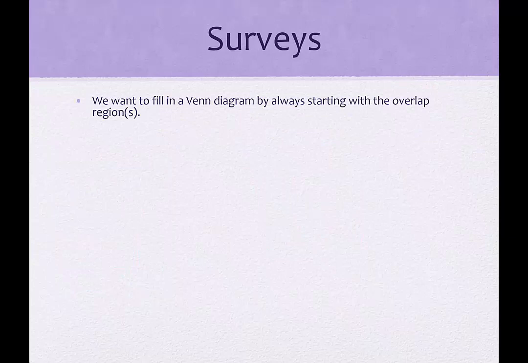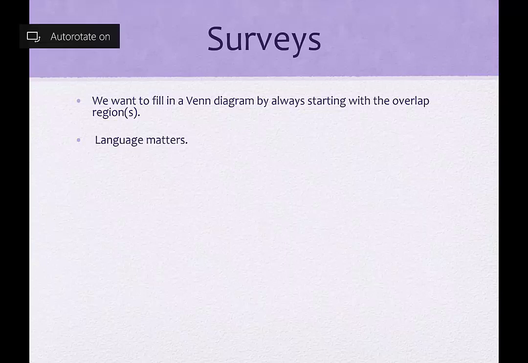All right, so just some things about surveys, just to reiterate. When we start filling in the Venn diagrams, we always want to start with the overlapping region, or regions, right? If there's 3 sets, we're going to have 4 overlapping regions. We want to start with the most restrictive, so that's anyone who's in all 3, or the number of elements in all 3 sets. The language matters.